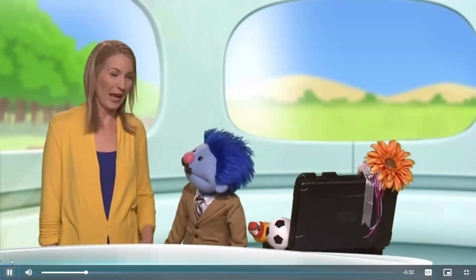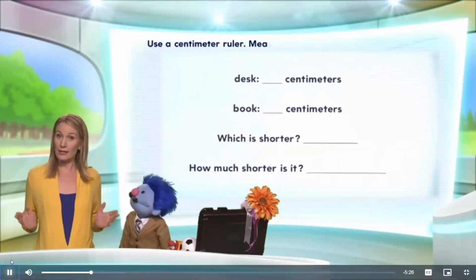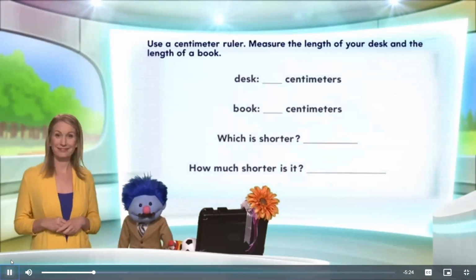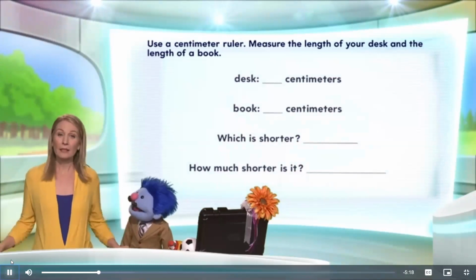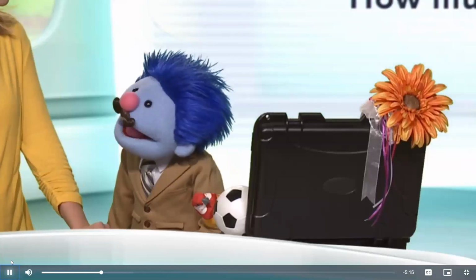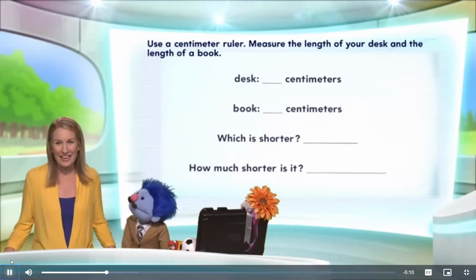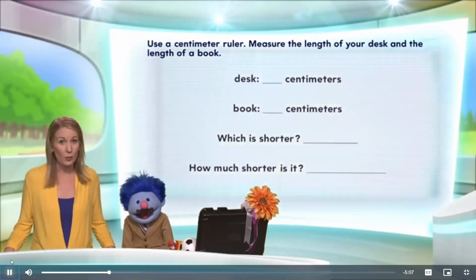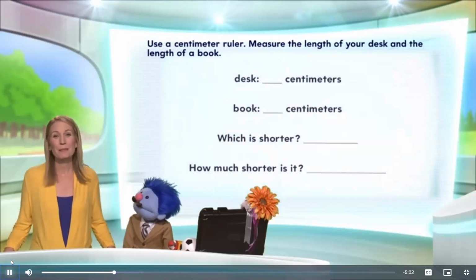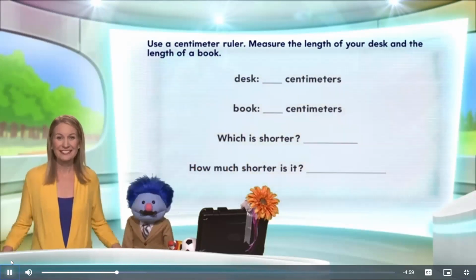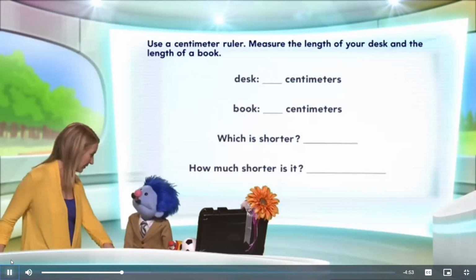That's right. Very good. How about we read it? Let's do it. We are going to use a centimeter ruler today, and what we're going to do is measure the length of our desks and the length of a book. As it turns out, your desk will have a different length than my desk, and your books will have a different length than my books. So I'm going to measure an image on this screen today, and then you're going to measure your own desk and your own book. Are we clear?